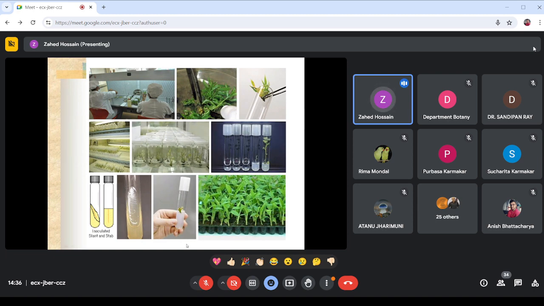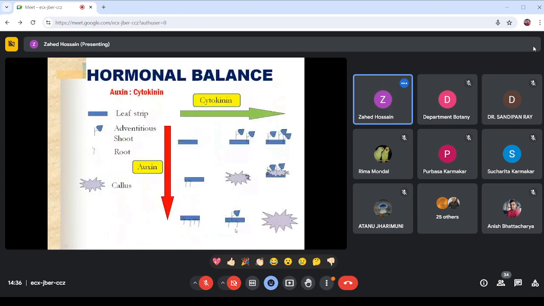And this is a photograph showing the hardening step. As I mentioned, it depends on your objective, what you are going to do, because once you inoculate the explant, if you wish to induce callus, then the hormonal composition would be different.